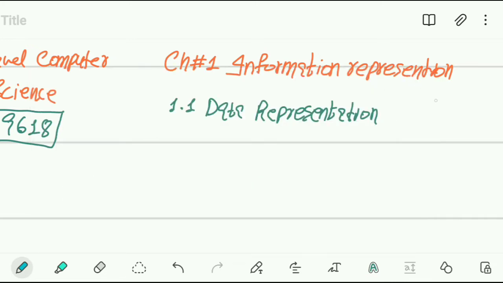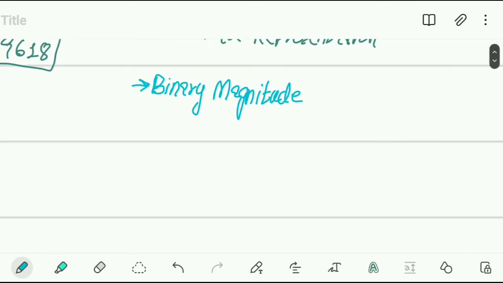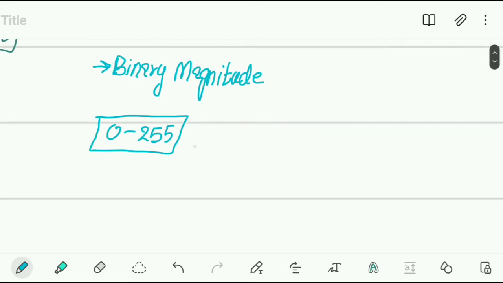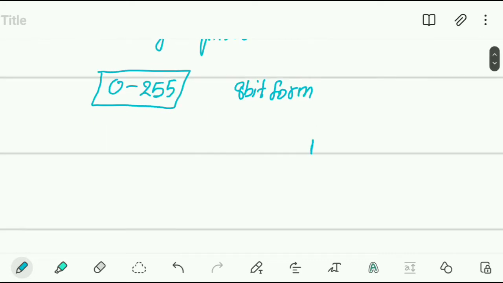So let's start with what is binary magnitude. Binary magnitude is obviously any number, let's say 46 or 57 or 109. Any numbers starting from 0 to 255. This is the range. So taking any number from 0 to 255, what would be the binary representation of that particular number? Whenever we try to represent in binary from 0 to 255, we're going to represent them in 8-bit form. So let's make boxes of 8 bits.